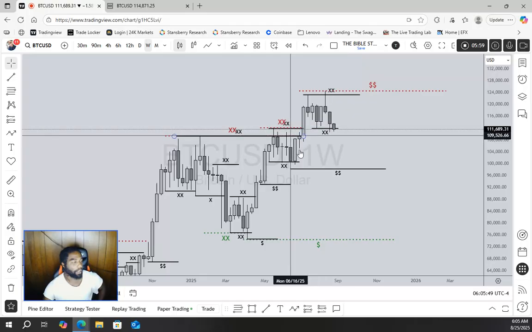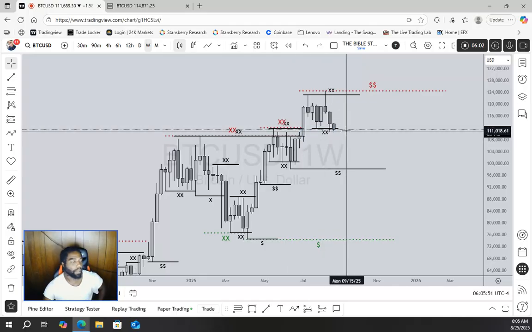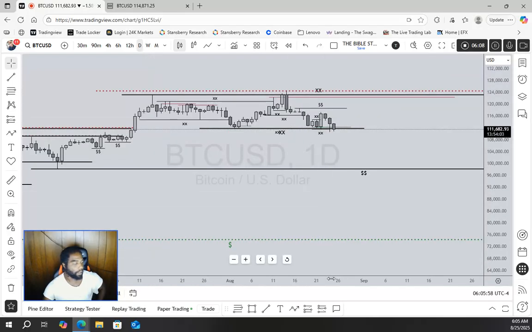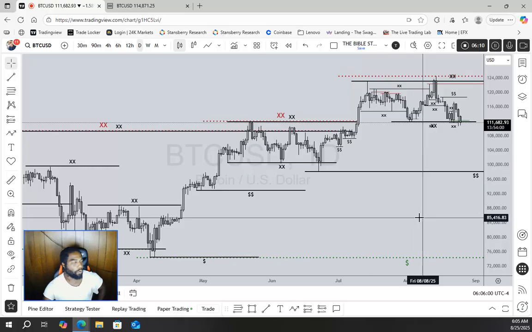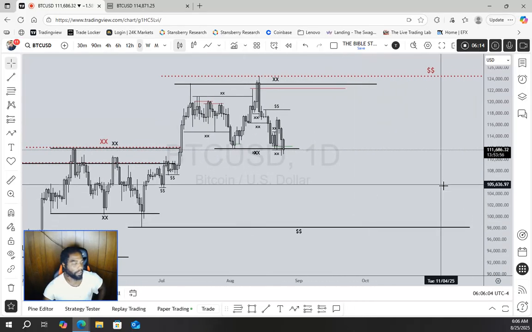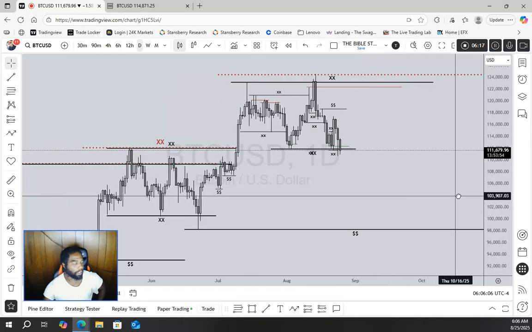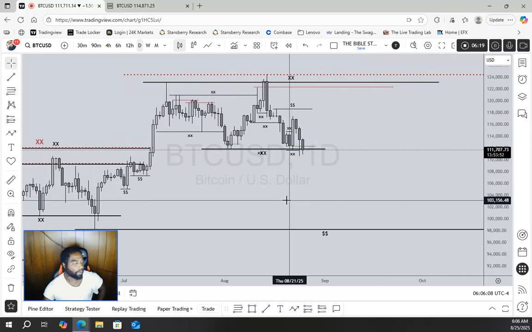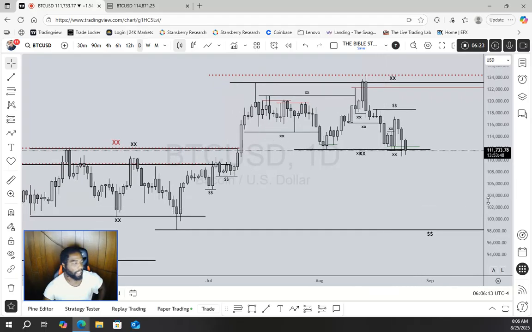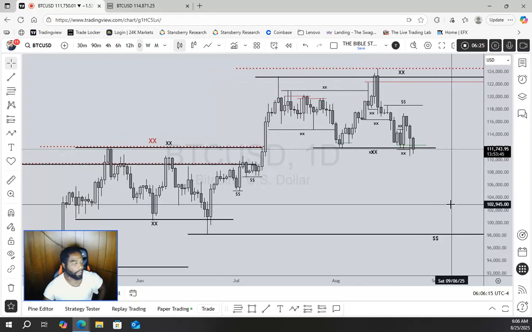So now, knowing that, knowing the narrative of the higher time frame, we can scale down to the daily to get a more microscopic view of what price is doing inside of these higher time frames. What is price doing on the daily at these higher time frame levels?